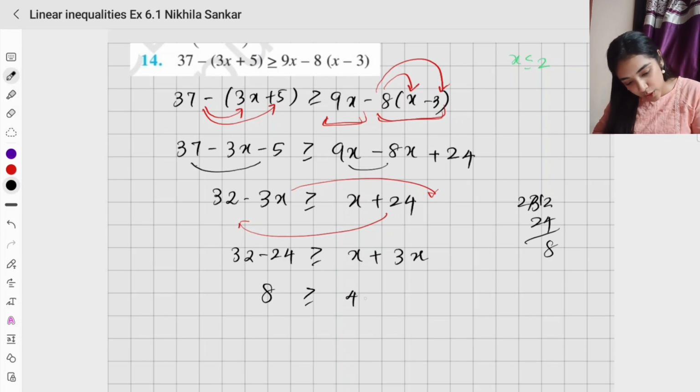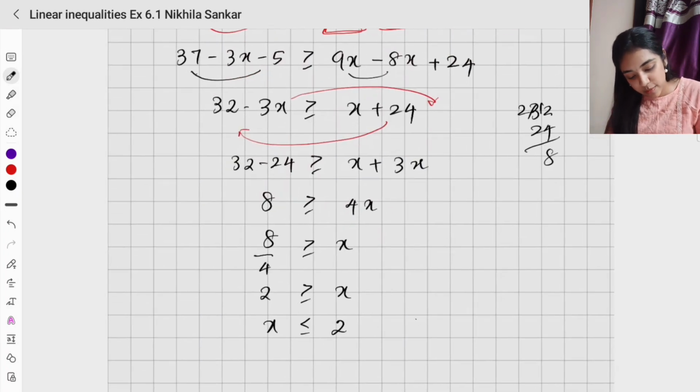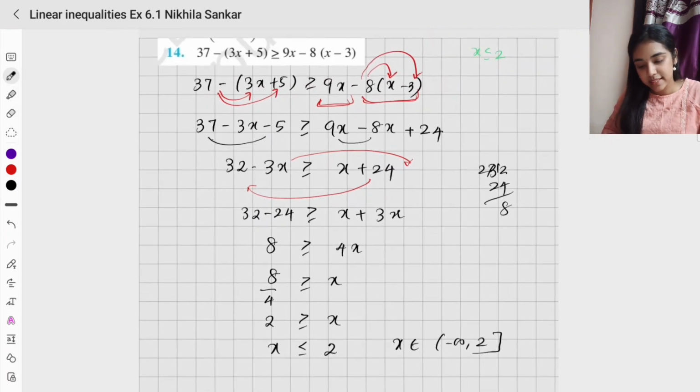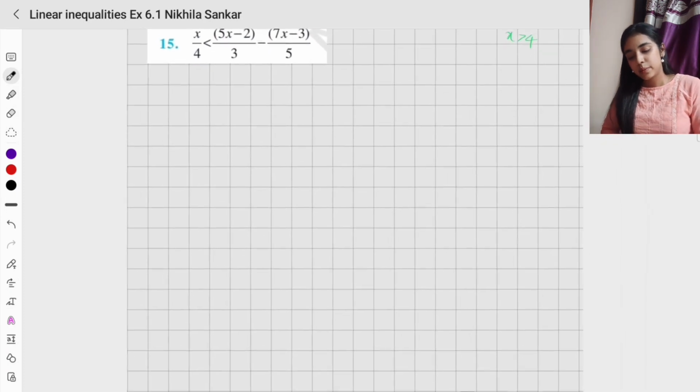So 8 greater than or equal to 4x. 8 divided by 4 greater than or equal to x. 2 greater than or equal to x, which means x is less than or equal to 2. So what is my final answer? X belongs to minus infinity to 2 including 2. Okay? X less than or equal to 2 na minus infinity வரைக்கும் values. Please copy.